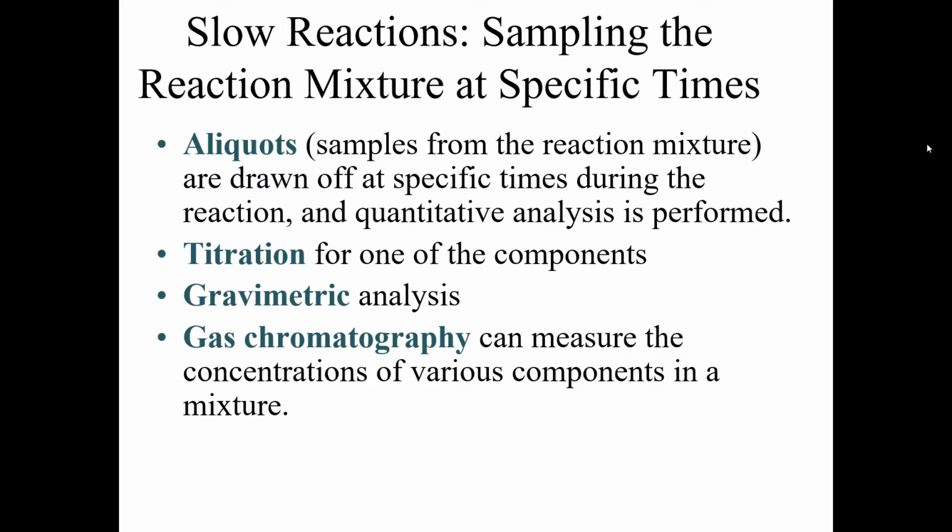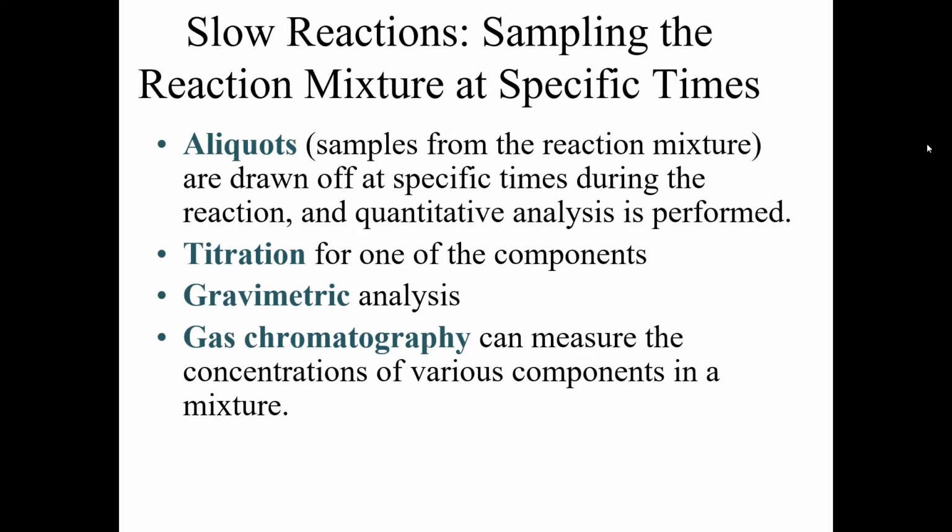So in this case, what we do is, rather than continuously monitor the reaction, we will sample the reaction mixture at specific times. A sample from a reaction mixture, we use the word aliquot. So we have aliquots drawn off at specific times during the reaction, and then quantitative analysis is performed. One possible way of doing it is titration for one of the components. You should be familiar with titration from your Chem 1A course, but don't worry, we're going to get some practice with that later in the semester.